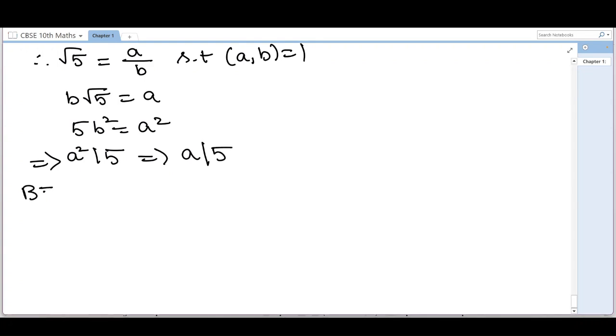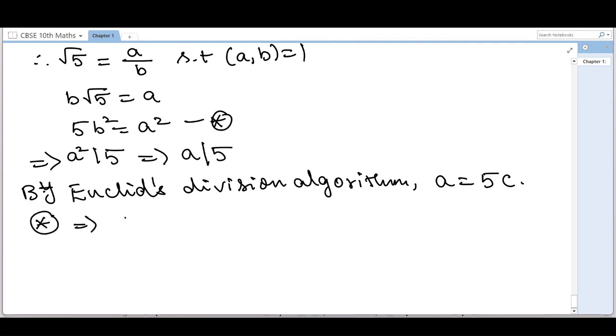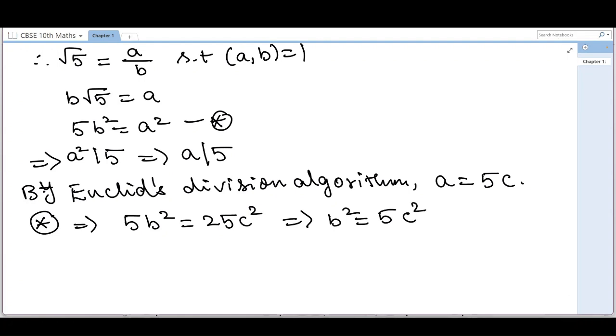So by Euclid's division algorithm, what we could write is a equal to 5 into c. So by substituting this in the above equation, we will get 5b square equal to 25c square, which implies b square equal to 5c square. So again what we could conclude is b square is divisible by 5. By applying the above theorem, we can say b is divisible by 5.